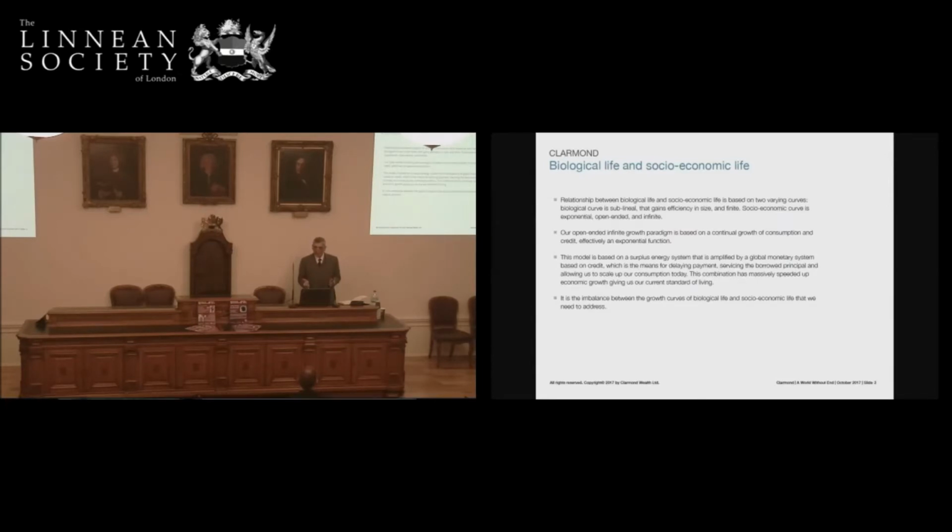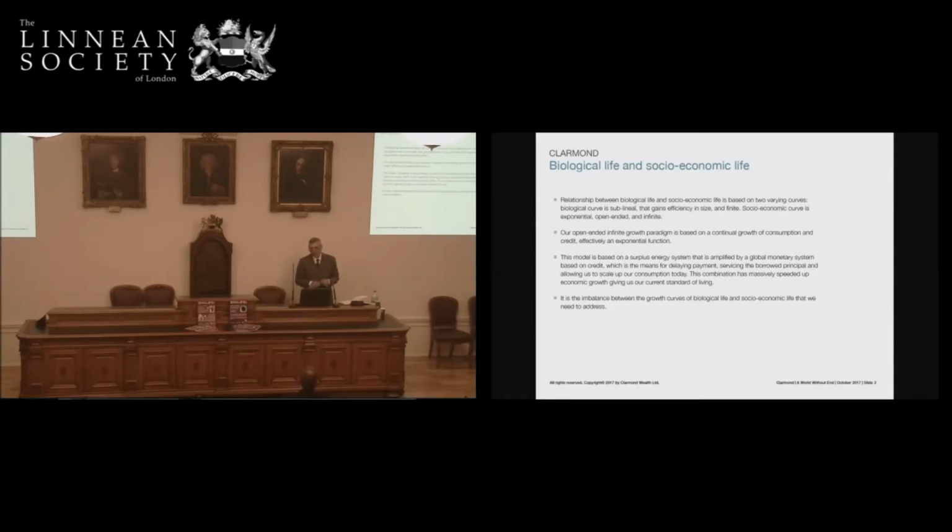In order to achieve that more growth, you have to take an energy system and you have to multiply it by the monetary system. So the current model for socioeconomic growth is some surplus energy system, and that's made up of fossil fuels currently, 86%, and then 14% other. And then you're essentially multiplying that by our current monetary system.